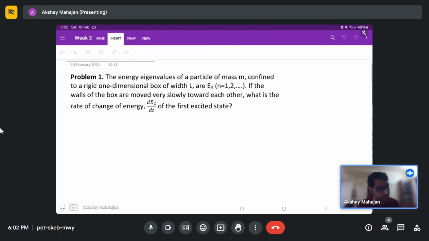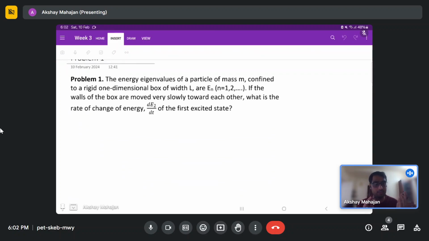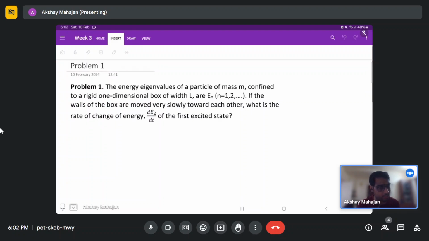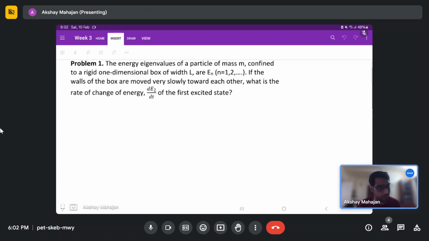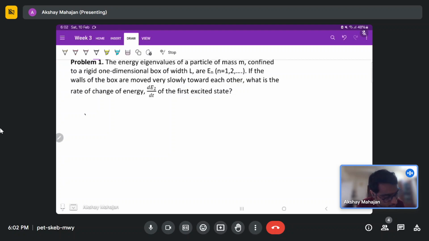Basically this is the simple problem of a particle in a box in quantum mechanics. What it is saying is that the walls are coming closer to each other very slowly. Basically we are changing the L value, the width of our box, and it is asking what is the rate of change of the first excited state energy. So this is basically a 1D particle in a box.